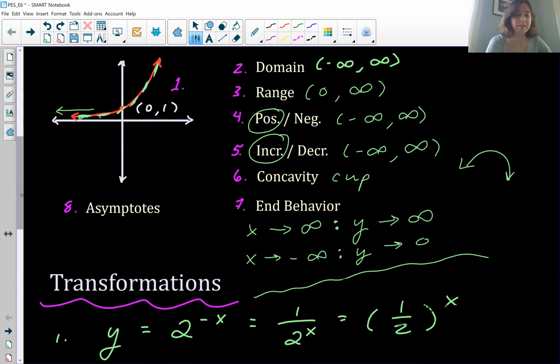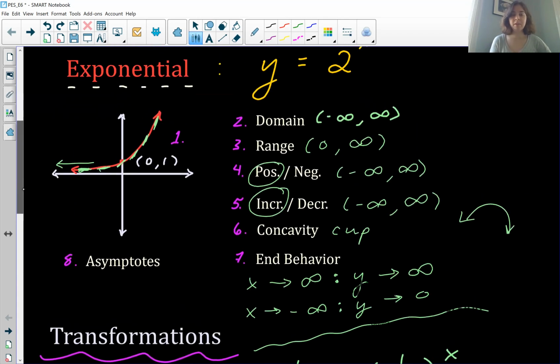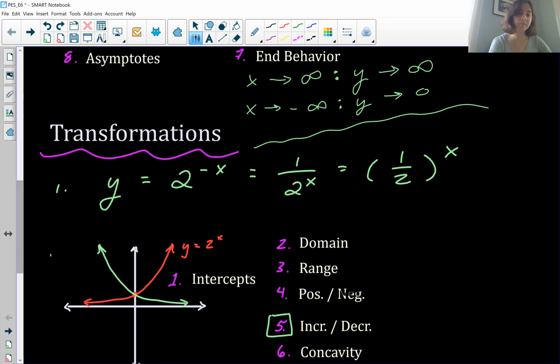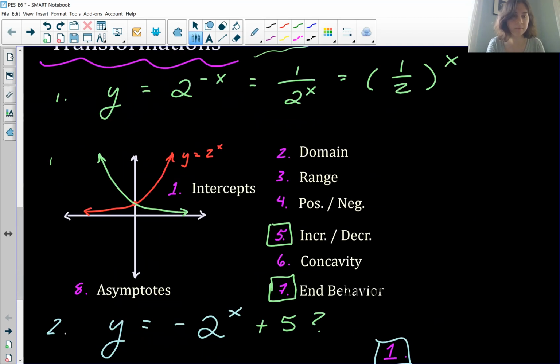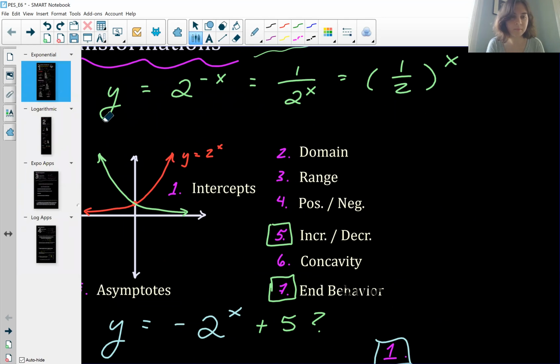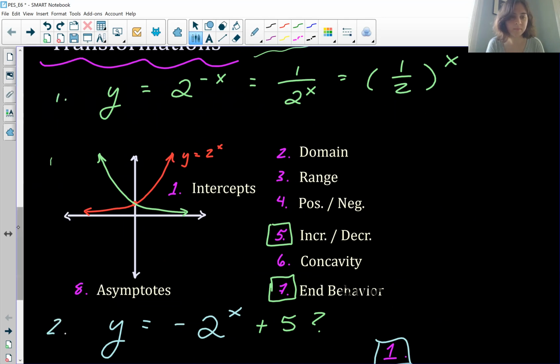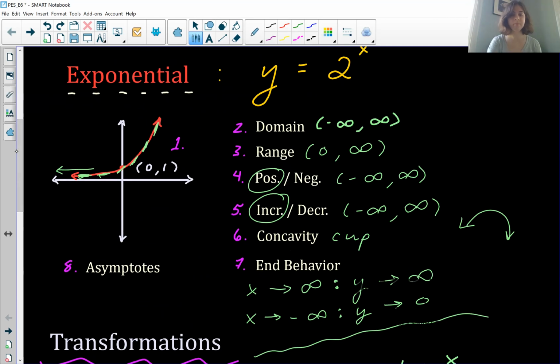We have one more point, and that's going to be the asymptote. Exponential functions have a horizontal asymptote, and that's something you definitely want to remember. They have a horizontal asymptote, and that's just going to be at y equals 0. All right, cool.